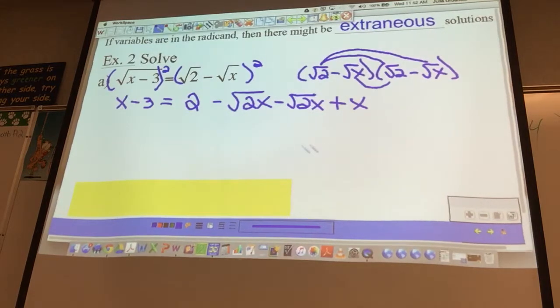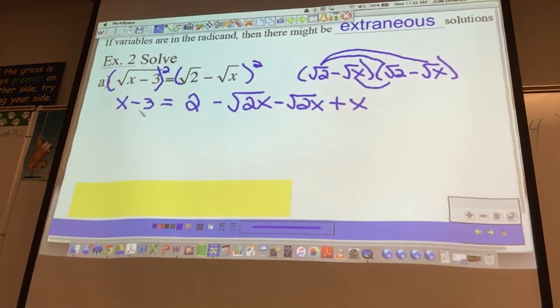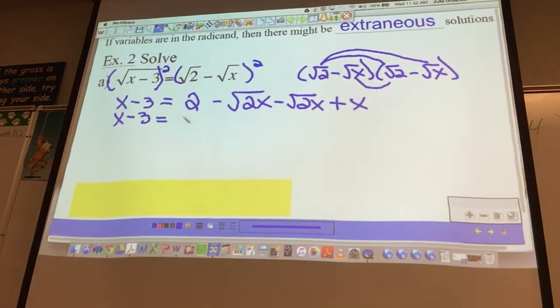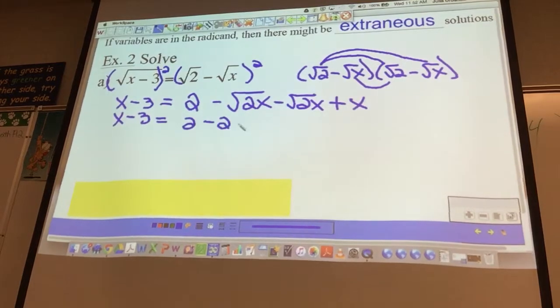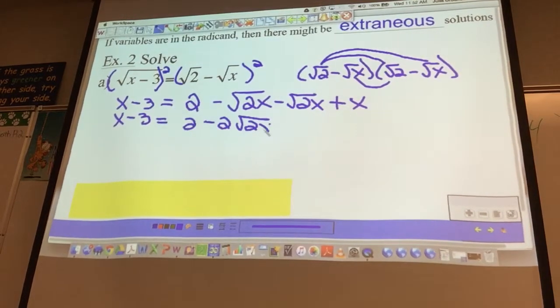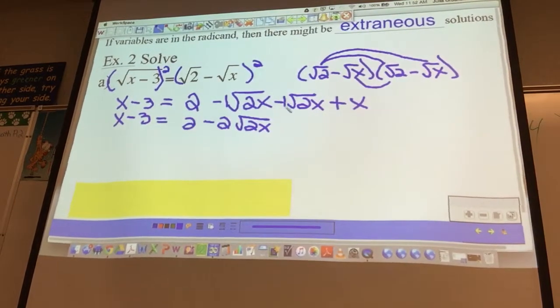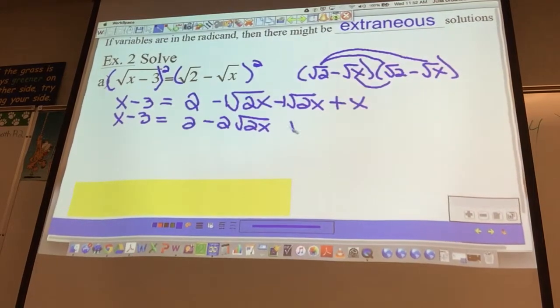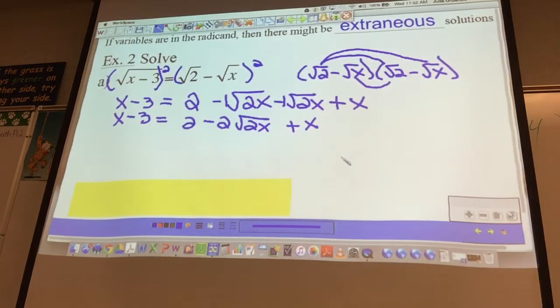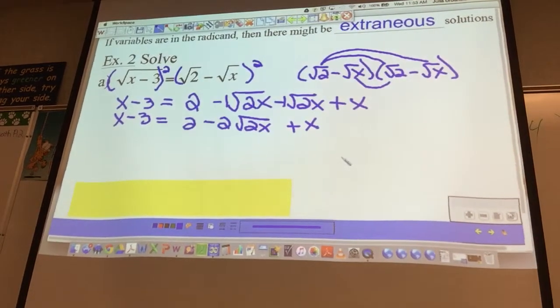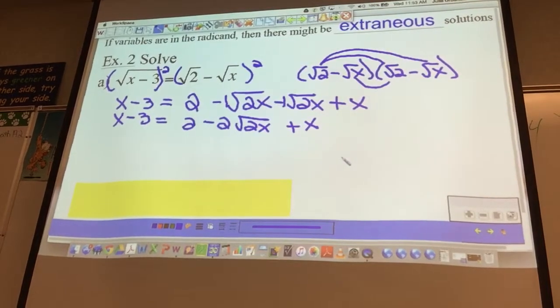Okay, carefully think this through. We have x minus 3 equals 2. We have 2 of these now, minus 2 radical 2x, because this is a minus 1 and this is a minus 1. You have negative 2 of them. And then plus x. So what can I do to both sides? Subtract x from both sides.